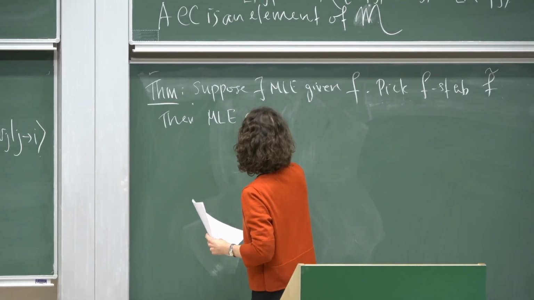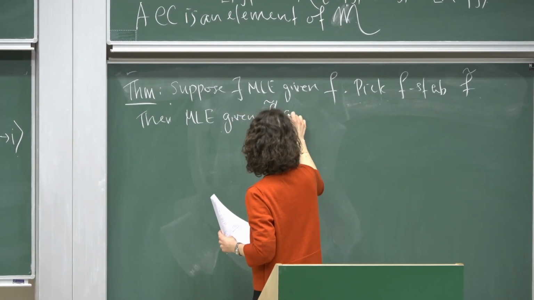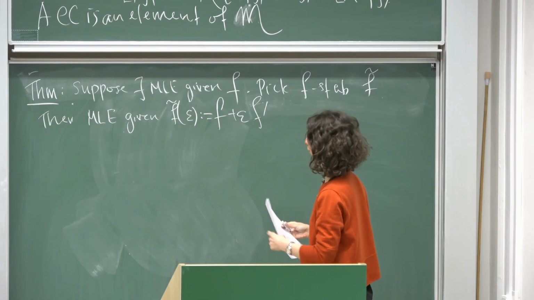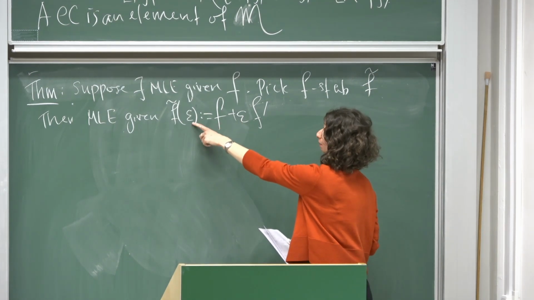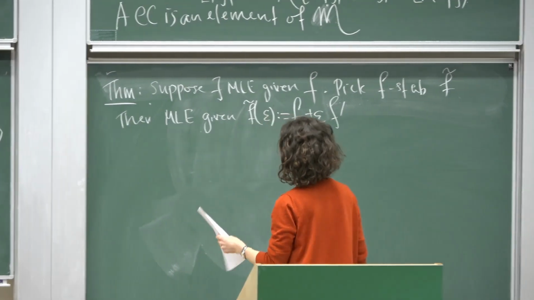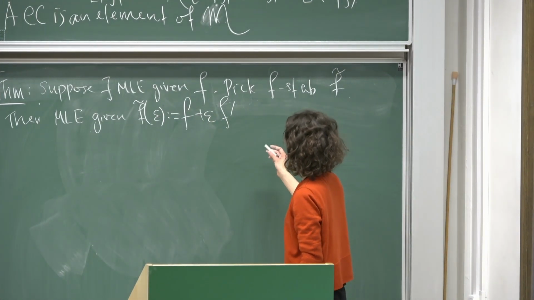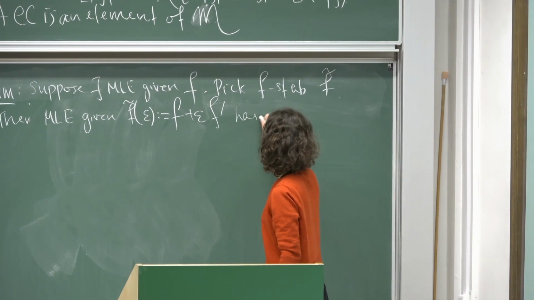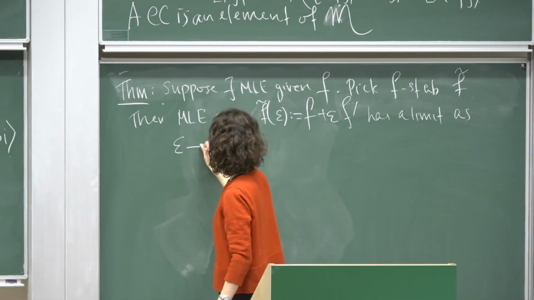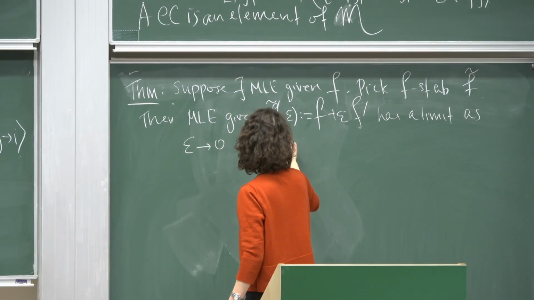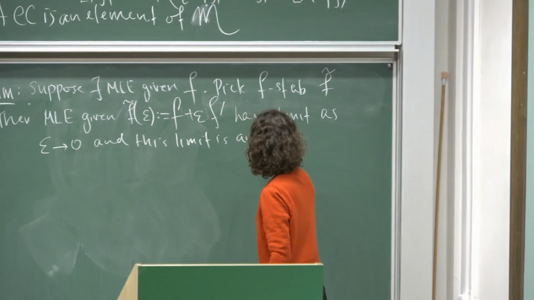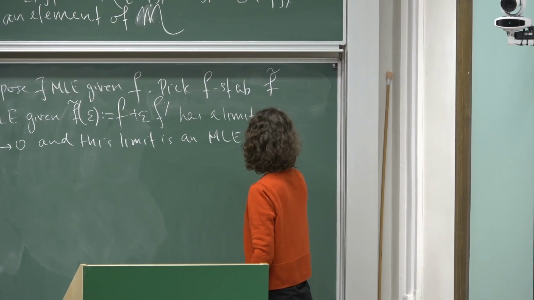MLE given F tilde of epsilon, which I define to be F plus epsilon F prime. First of all, it always exists and is unique for epsilon non-zero. The argument is no different when you put an epsilon versus just one. It has a limit as epsilon tends to 0, and this limit is an MLE given F.